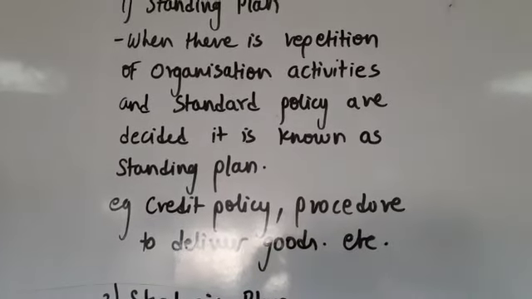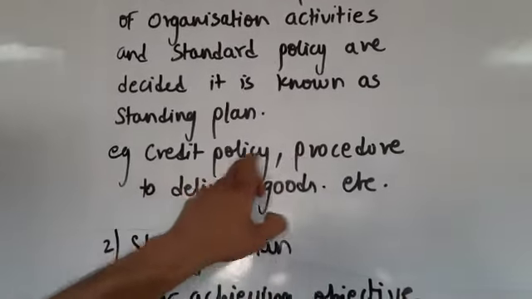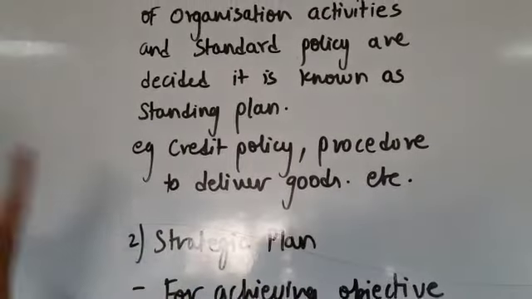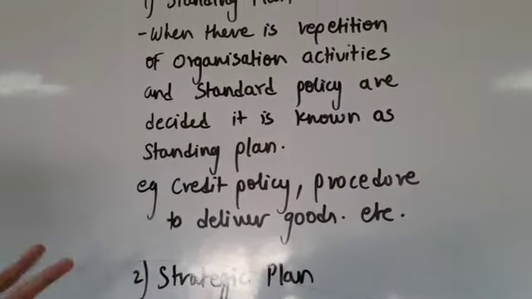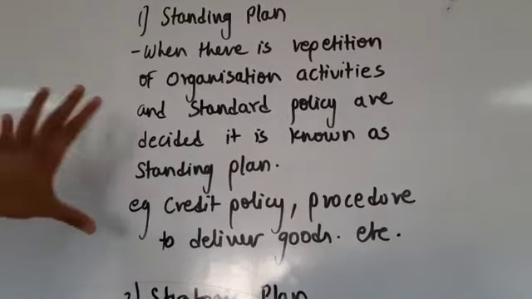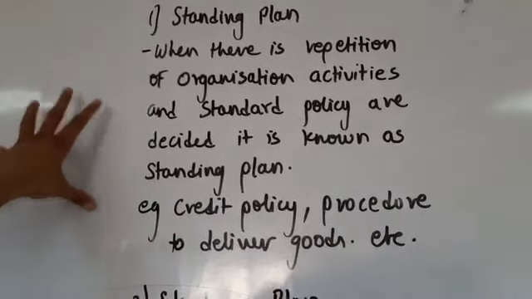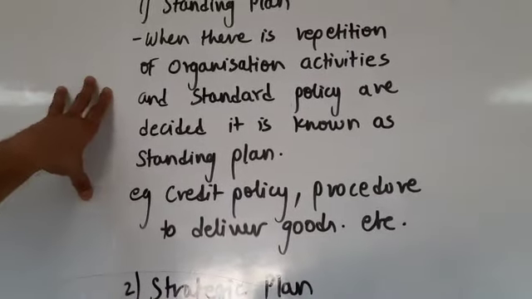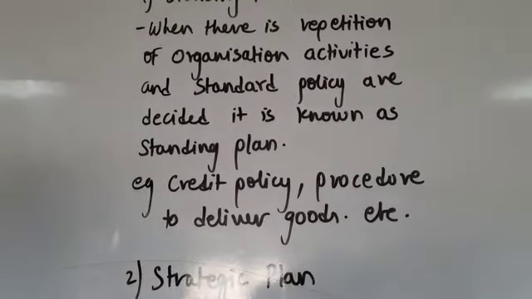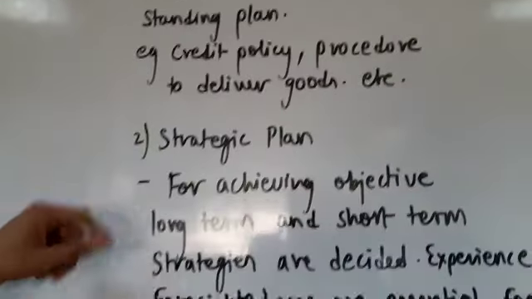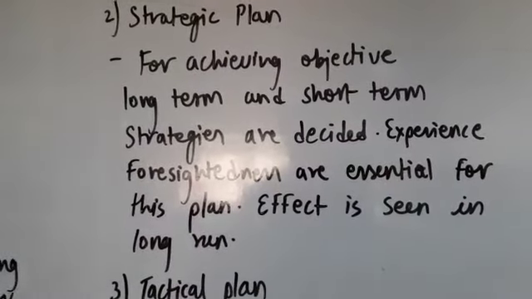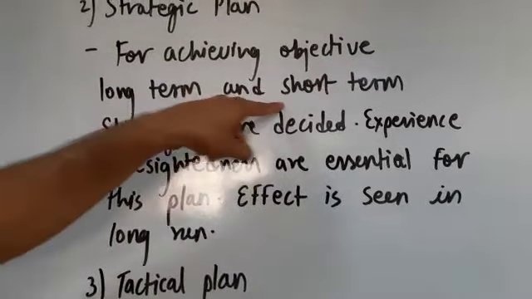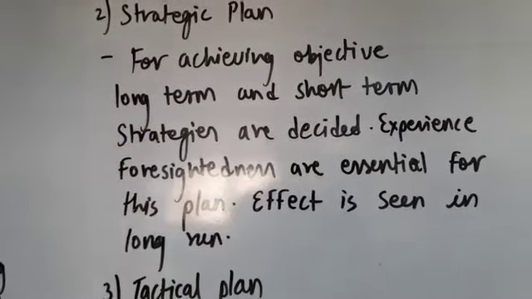Here it is given as an example, credit policies or procedure of delivery of goods is a standing plan. We have to do the work according to that on an everyday basis. So that is included in the standing plan, or you can say repetitive plan, which is repeated on an everyday basis. Second is strategic plan. For achieving objectives, long-term and short-term strategies are decided.